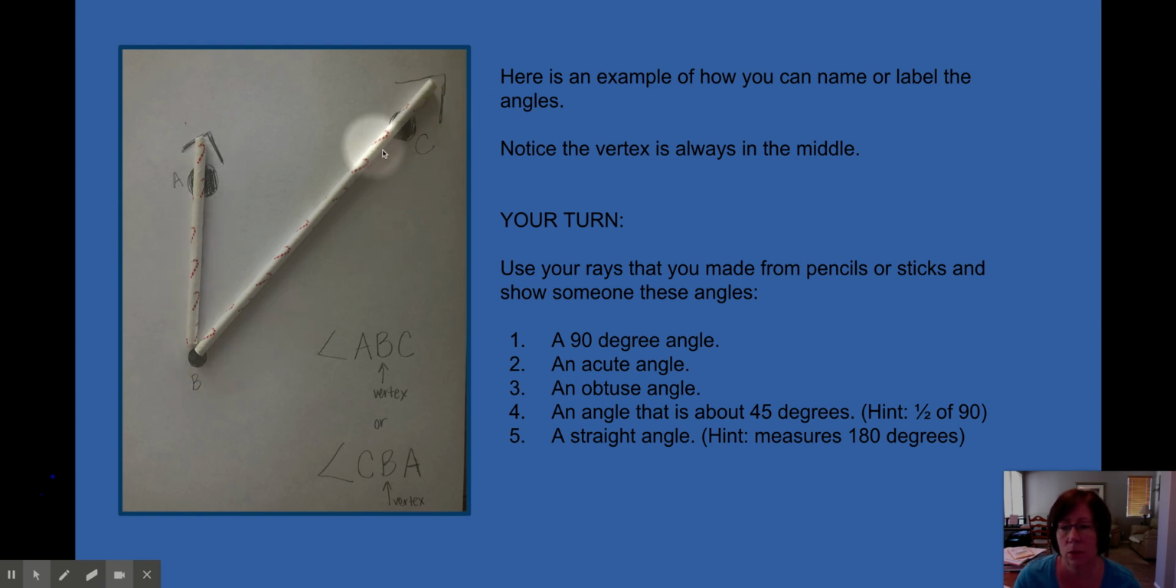You can also start over here with the letter C and name this angle CBA. So hopefully you notice in both of these examples, the letter B is in the middle. So the vertex is going to come in between the other two points when you list the angle's name. All right, and over here, I just want you to take a minute using your two rays that you used to make your first angle, and practice showing these five different kinds.